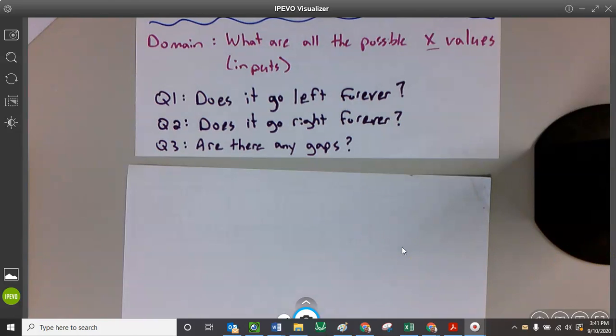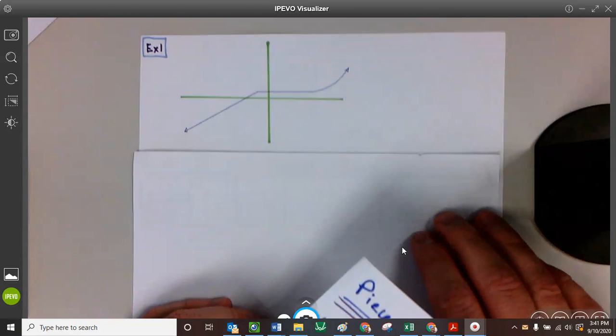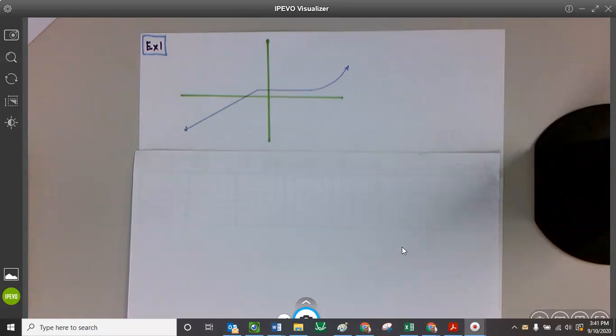So I'm going to give you guys a couple of examples. We're going to look at these graphs, we're going to talk about what the domain is, and then how to write it is also important. I'm not going to be a total stickler for the notation you use to write it, but I do want you guys to at least be experienced with this and have seen it before.